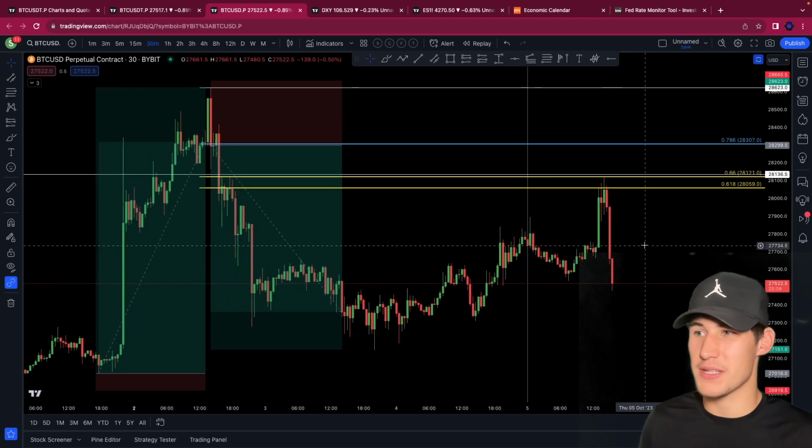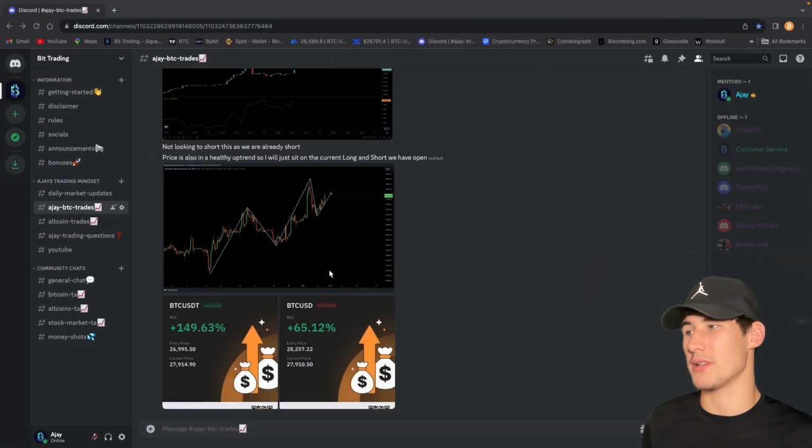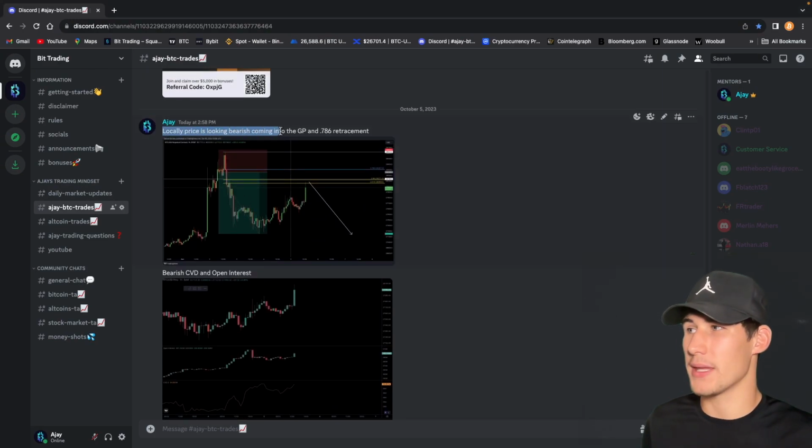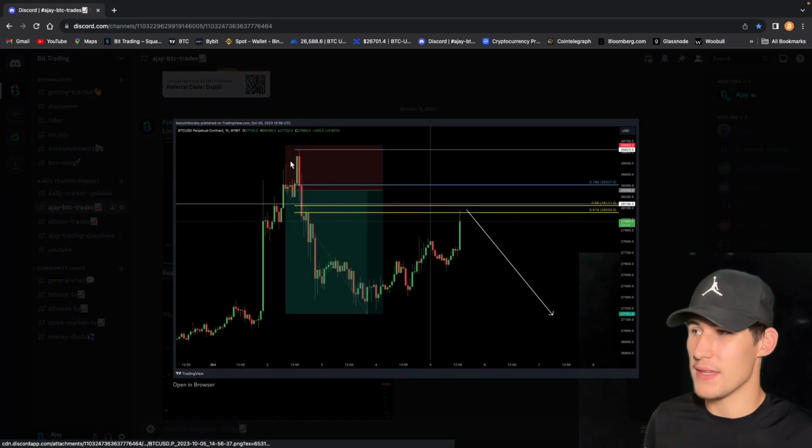I was telling my team that we're expecting this dump on that Visionary Discord, okay. As you can observe right here, I said locally price is bearish coming into the GP and the 786 retracement, okay. So again, locally price is looking bearish coming into the GP and the 786 retracement. This is what I was telling my team.